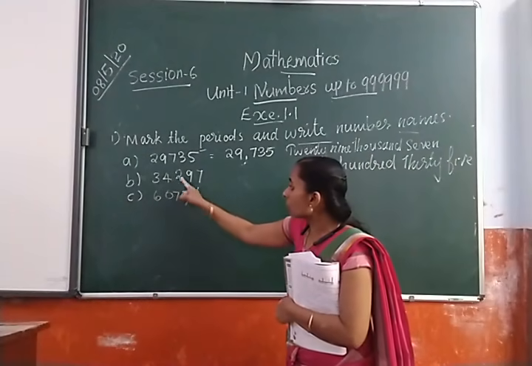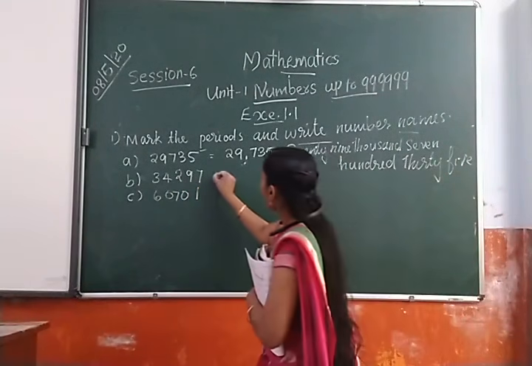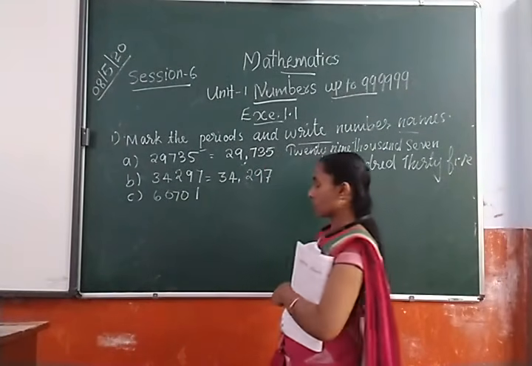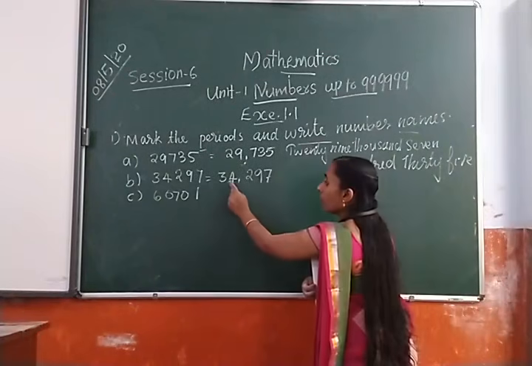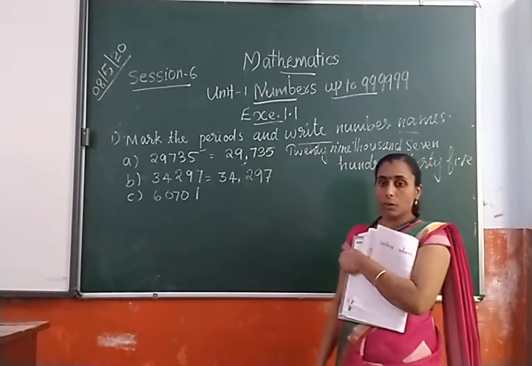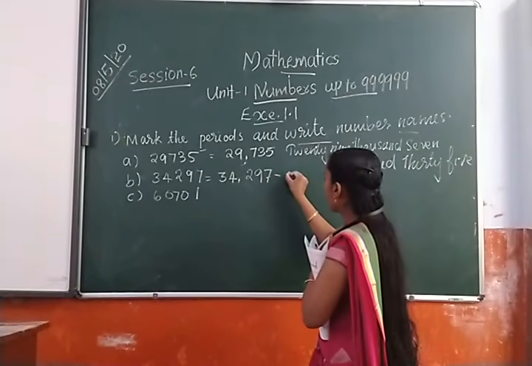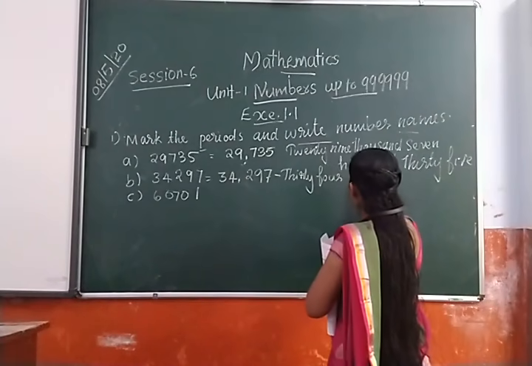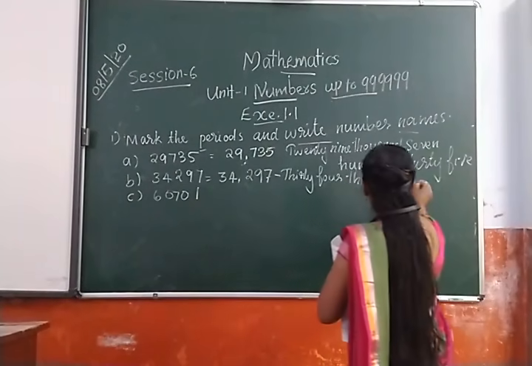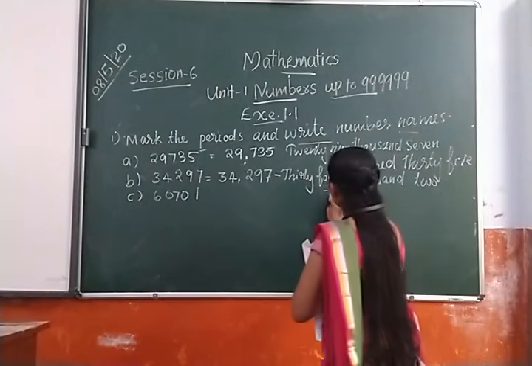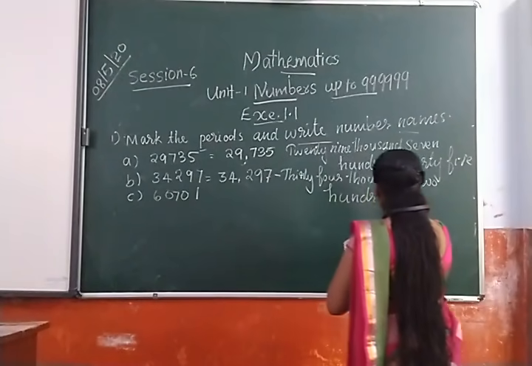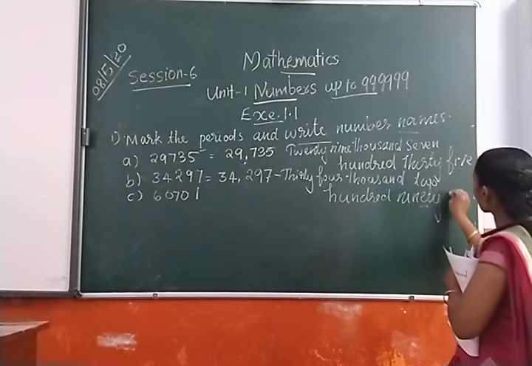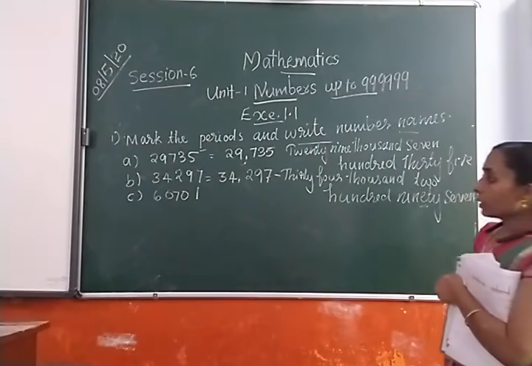Next number, 34297. How can we mark the periods? 3, 4, that is the 1000's period, and 297, that is the 1's period. How can we read the number? 34,000. How many thousands are there? 34,297. Okay. Next one.